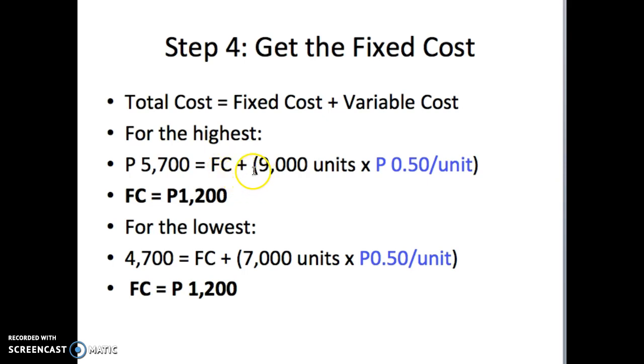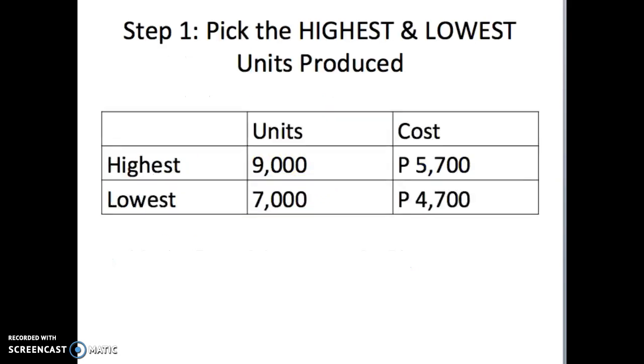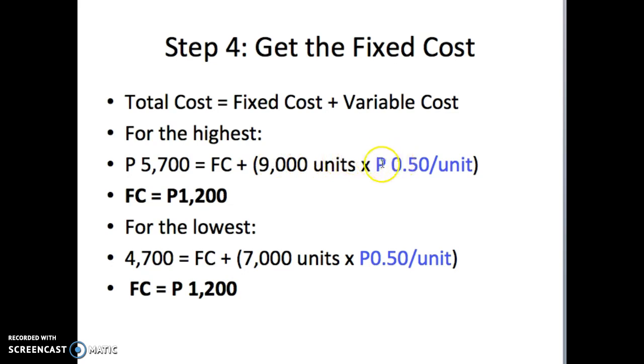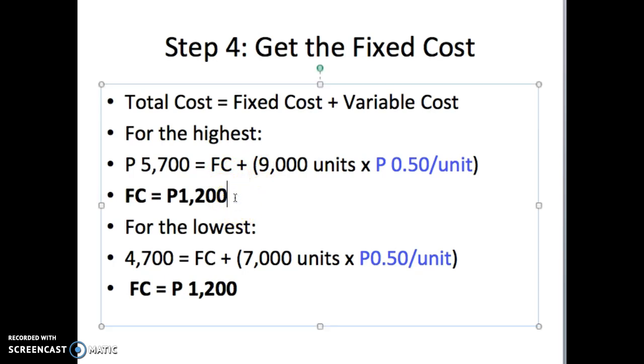Plus, to get the variable cost this time, we multiply the number of units, 9,000, which was also obtained here, by the variable cost per unit that we computed in the previous step, which is 0.50 per unit. After doing this, you just perform algebra and you will end up with the fixed cost amounting to 1,200.